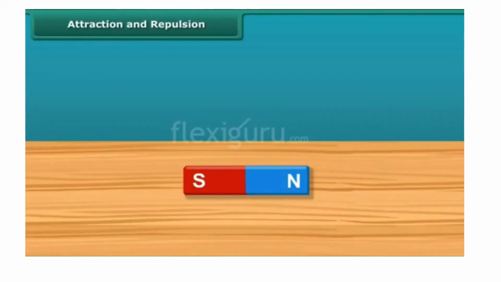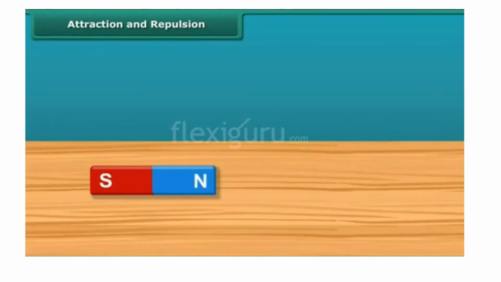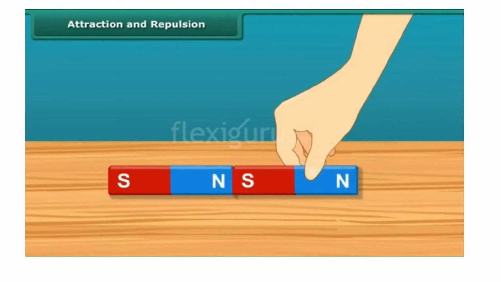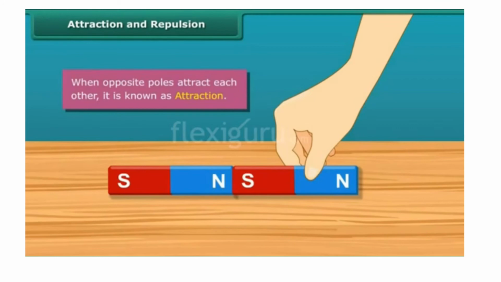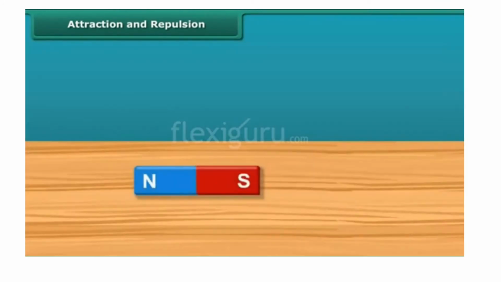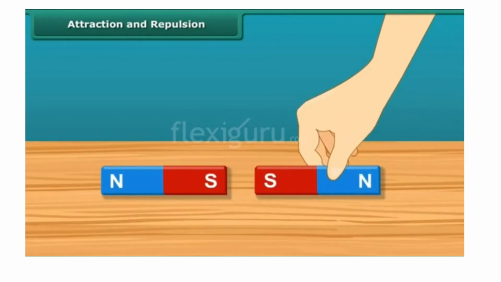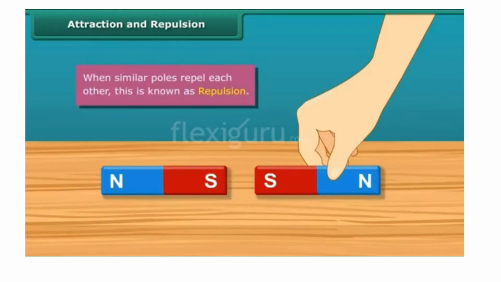Attraction and repulsion. Now that you know about poles of a magnet, let us look at the attraction and repulsion properties too. In the case of magnets, when the South Pole comes in contact with the North Pole, these get attracted to each other. This is better known as opposite poles attracting each other. Similarly, when the South Pole comes in contact with another South Pole of a magnet, they do not attract each other. In fact, they repel each other. This is better known as similar poles repelling each other.